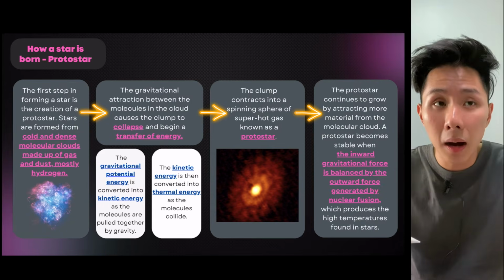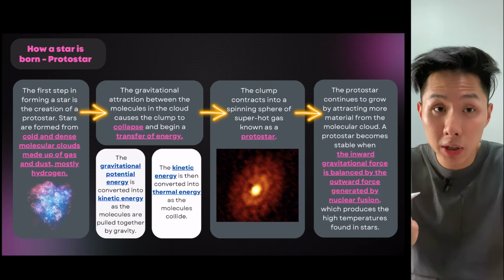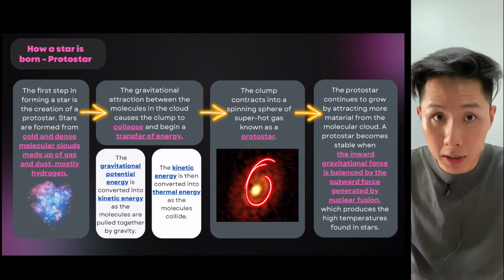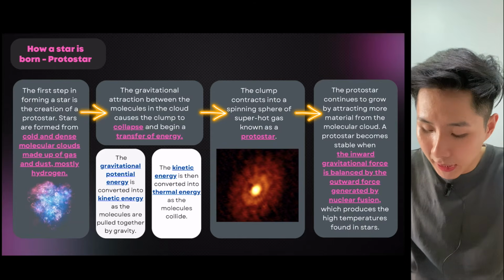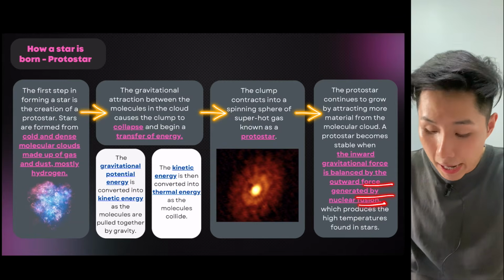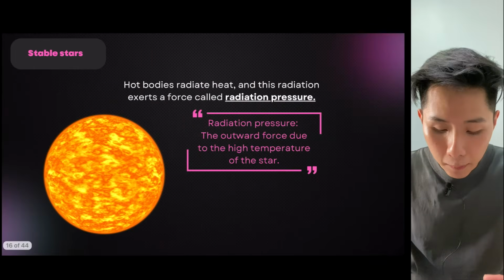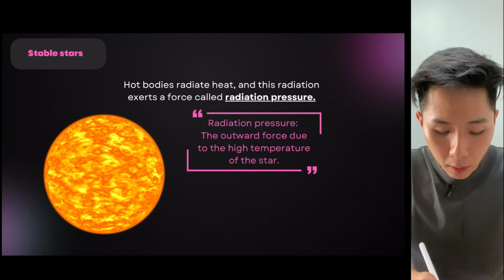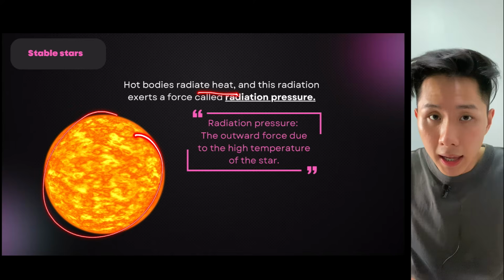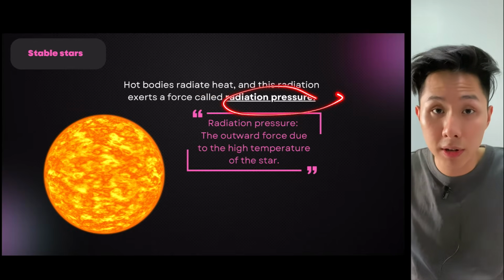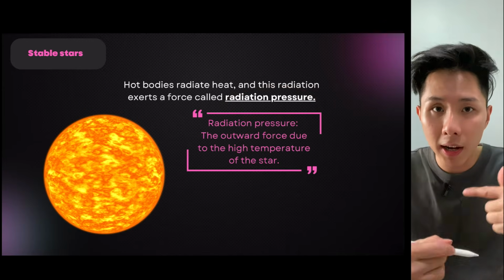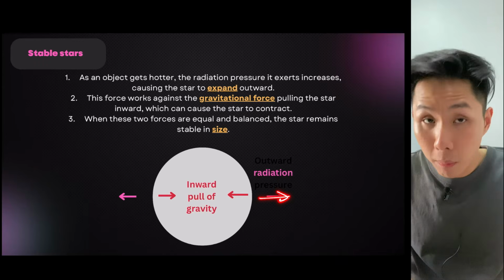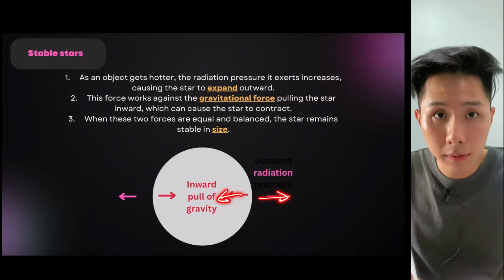So we know that in the molecular cloud, gravitational acceleration is acting on it. They are trying to attract more and more elements, so it's getting bigger and bigger. But when it's balanced by the outward force generated by nuclear fusion, it will become stable. And if we look at the outward pressure, how it works is that hot bodies like the protostar radiate heat. And when they radiate heat, it exerts something called radiation pressure. So as the star gets hotter, it radiates more and more pressure. And at one point, the radiation pressure will be equal to the inward pull of gravity.